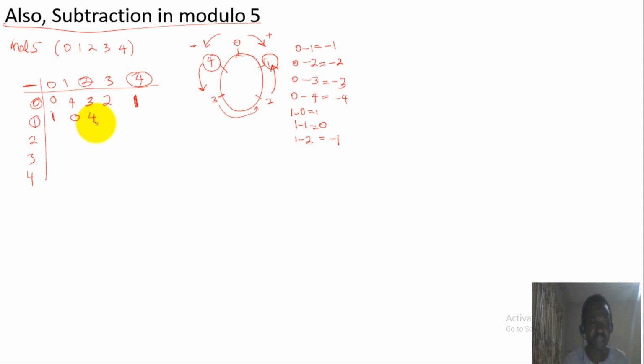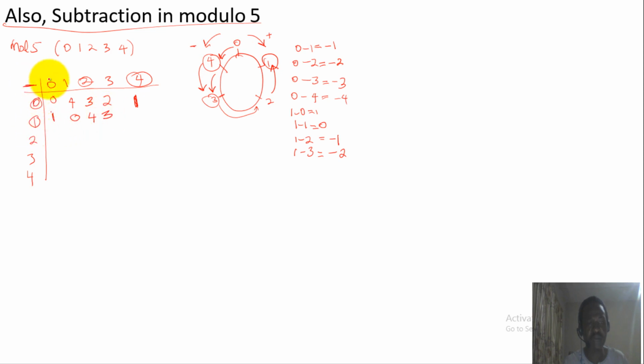Then the next one will be 1 minus 3. If I'm having 1 minus 3, that will give me minus 2. I have 1 and I'm going 3. If you pay 1 out of 3, you still owe 2. Therefore, we'll be moving in an anti-clockwise direction 2 times. 1, 2. Therefore, that will give me 3. Because this is 1 movement, then this is another movement, making it 3.